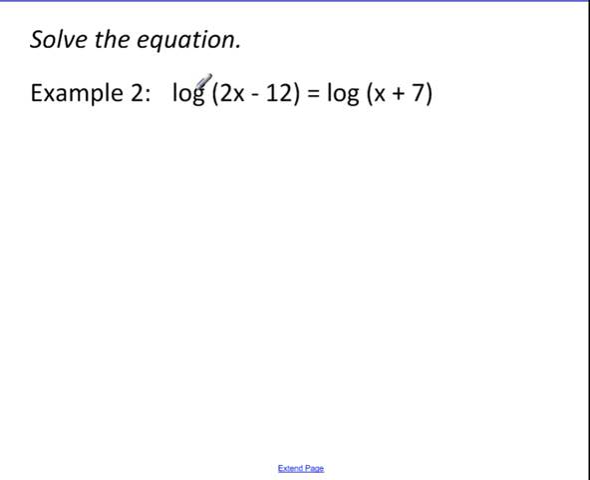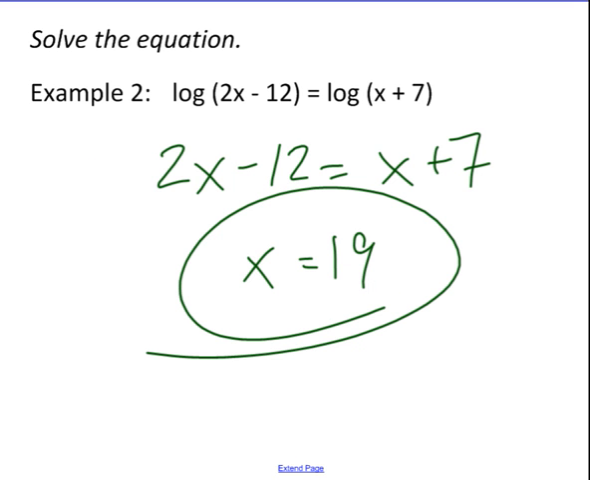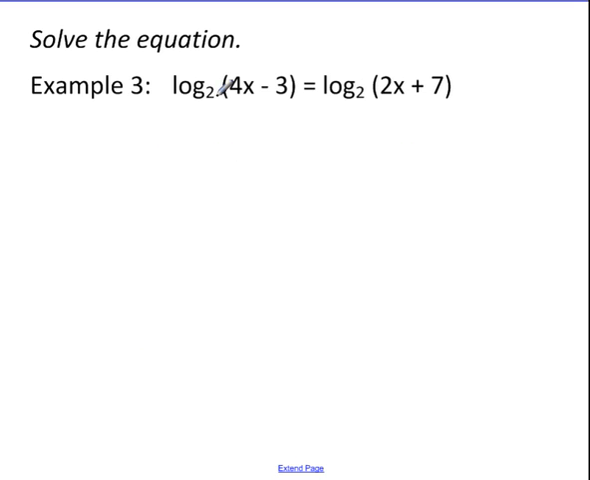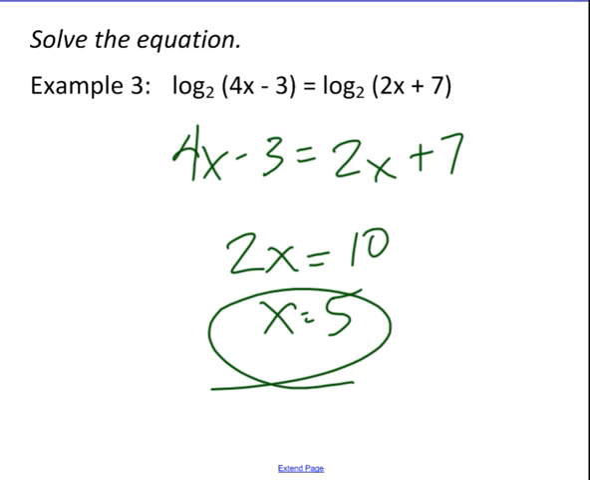So here we got log of this equals log of that, so this then has to equal that. So I'm going to subtract my x and add my 12 and get x equals 19. Same thing here, we got log base 2, log base 2, so this has to equal that. 4x minus 3 then equals our 2x plus 7. Subtract my 2x, add my 3, gives me 10. So x then equals 5.